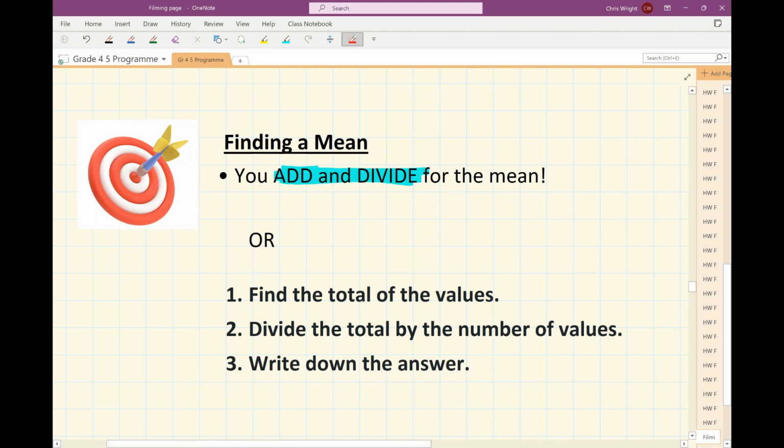Or if you want a list of instructions, here you are. Number 1, find the total. Number 2, divide the total by the number of values. And number 3, write down the answer. And that's how to find a mean.